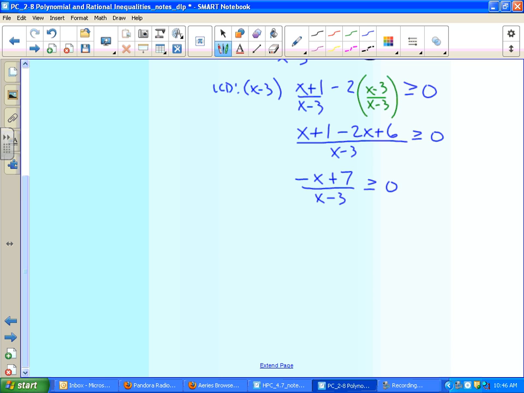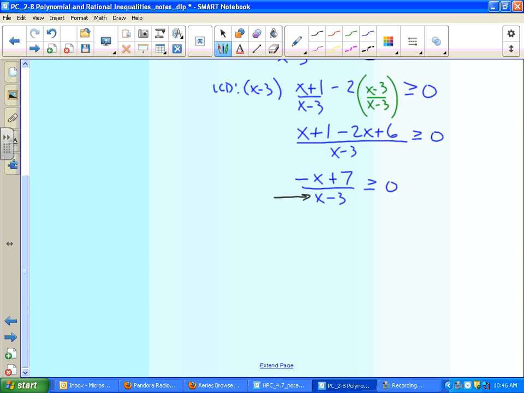So here's your objective. Your objective is 1, get 0 on one side. Objective number 2, get the other side to be a fraction. One fraction, not 2, not 3, one fraction. And that's what we have.